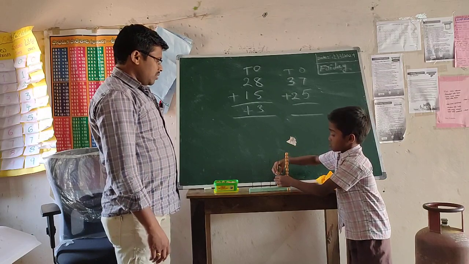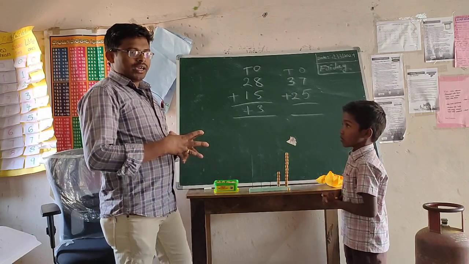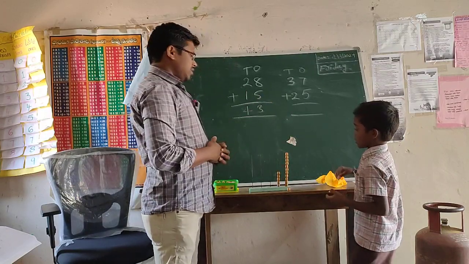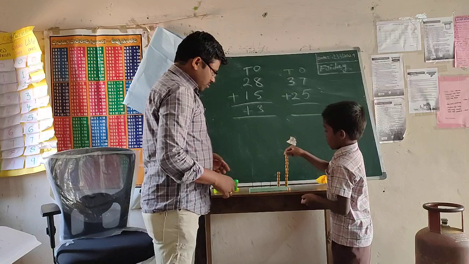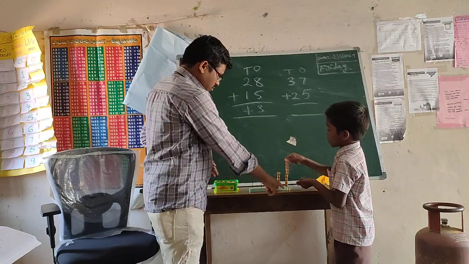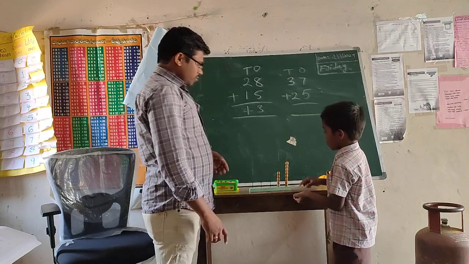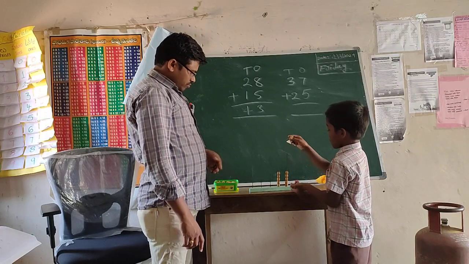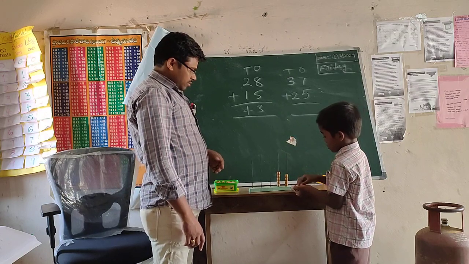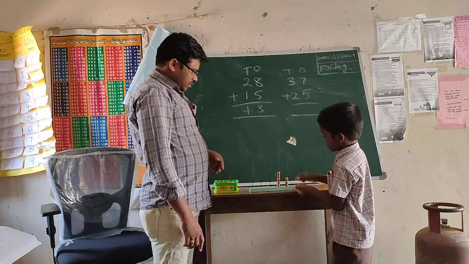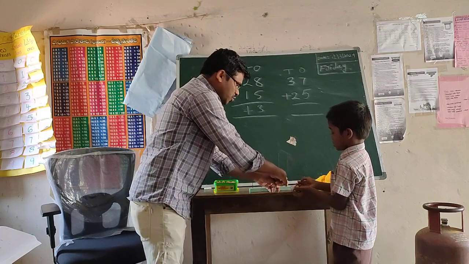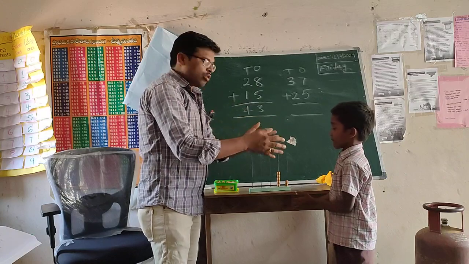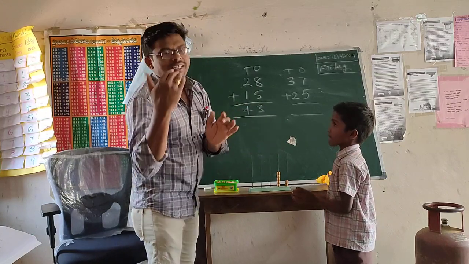Okay, now what to do? Next, what to do? Hey Praveen, next what to do? Regroup the ones. Count: how many in total? 1, 2, 3, 4, 5, 6, 7, 8, 9, 10. So 10 plus 2, 12. So we should regroup 12 into 10 plus 2.